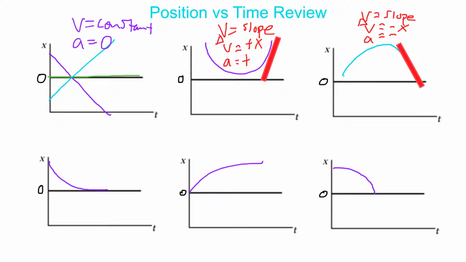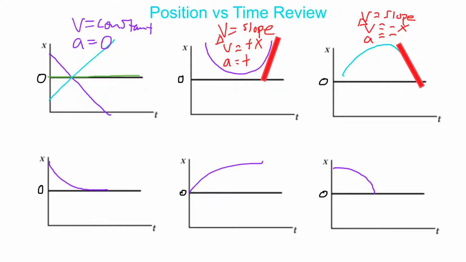Alright, let's use these bottom graphs down here for some practice. I want to see what we can come up with for the velocity and acceleration of each one of these, if it's positive or negative. So what can we say about the velocity and the acceleration of this first graph? Is the velocity positive, negative, or 0? And is the acceleration positive, negative, or 0?